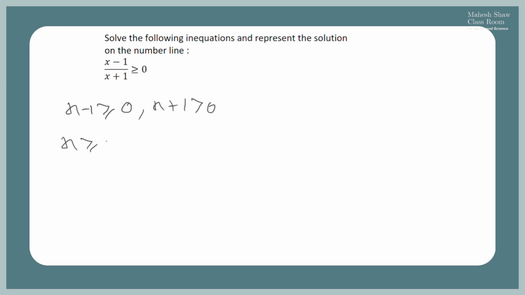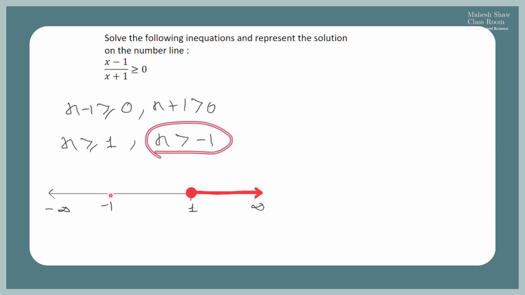Simplifying this, we get x greater than or equal to 1. And simplifying this, we get x greater than minus 1. Now if I draw a number line over here, writing minus 1 here and 1 here, this is negative infinity and this is positive infinity. And x greater than or equal to 1 implies including 1 to positive infinity. The other, x greater than minus 1, is minus 1 to positive infinity. So we can say that the common part in the number line is from 1 to positive infinity, 1 inclusive.